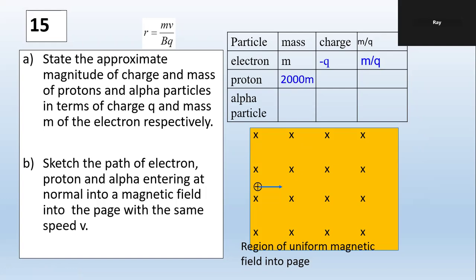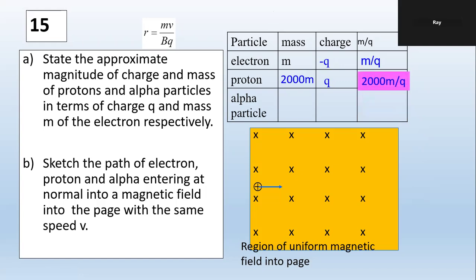Charge, what's the charge? 1.6 times 10 to the power negative 19. No, in terms of q. Q is the charge of electron. Positive q. Okay, yeah. So m over q is 2000 m over q.